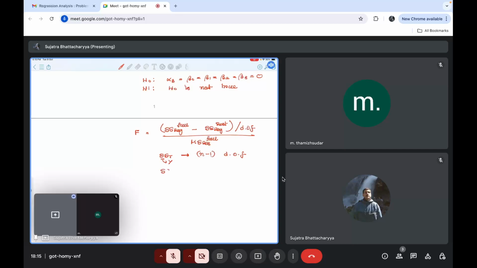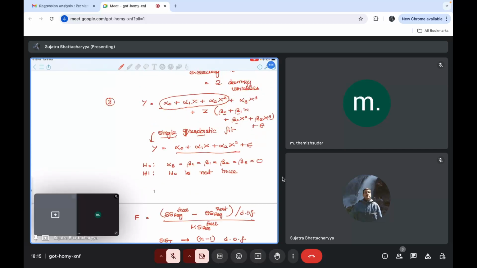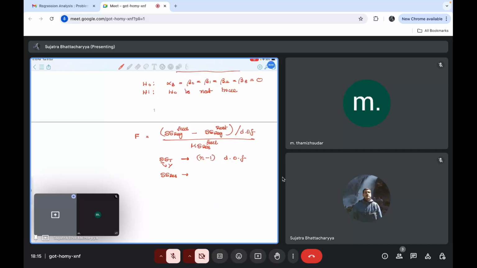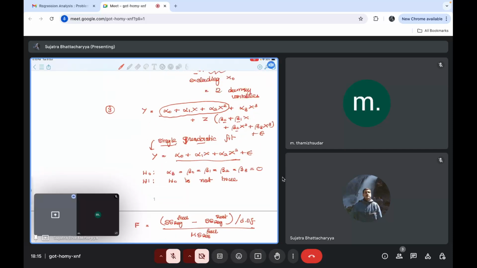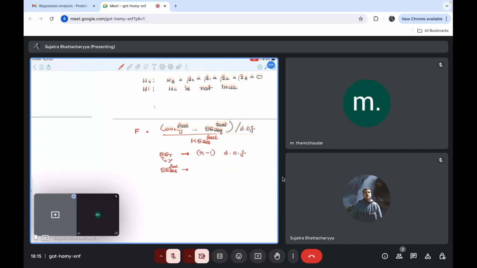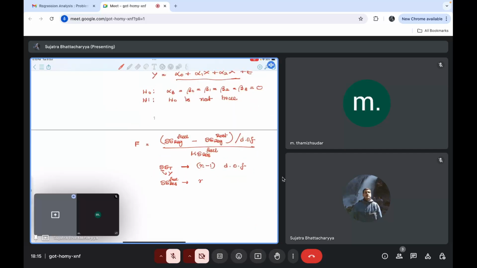Okay. What about SS residual? In the case of SS residual, we know that the number of constraints depends on the number of parameters in the model. Now, this is MS residual for the full model. So SS residual for the full model, which consists of how many parameters? 1, 2, 3, 4, 5, 6, 7, 8. 8 parameters. So it will be n minus 8. This many degrees of freedom will be there.